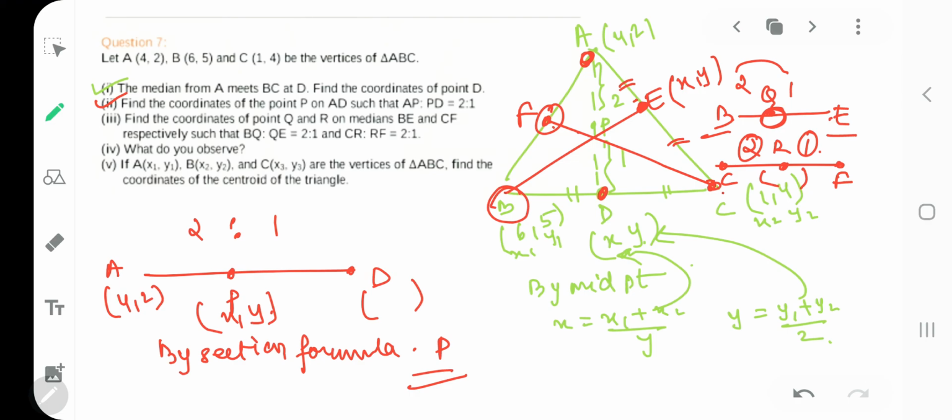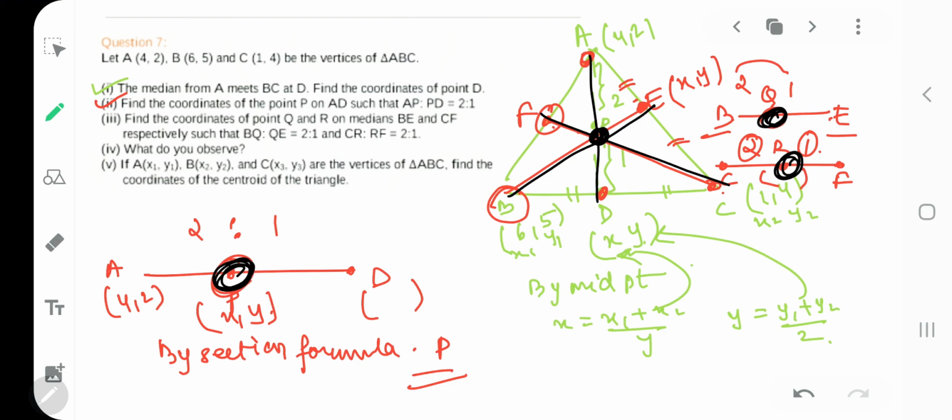Now further they have asked, once you have those points, Question 4 says, what do you observe? It can be observed that the coordinates of P, Q, R are the same. Therefore all these represent the same point. The coordinates you got for P are the same as those for Q and R. That means they are not three different points, they are the same point. That shows that the medians in a triangle intersect at one point. Clear? So this is how we have to write the observation.